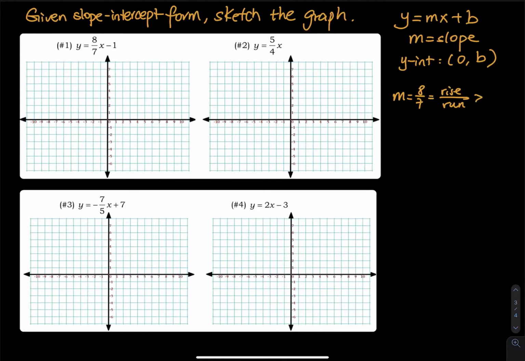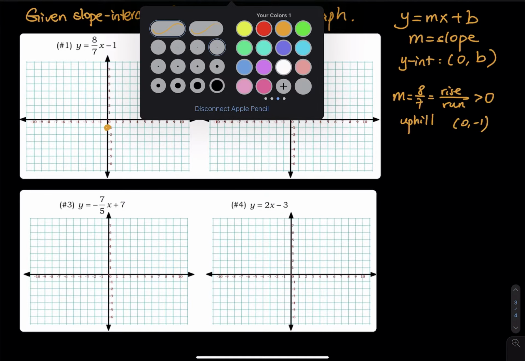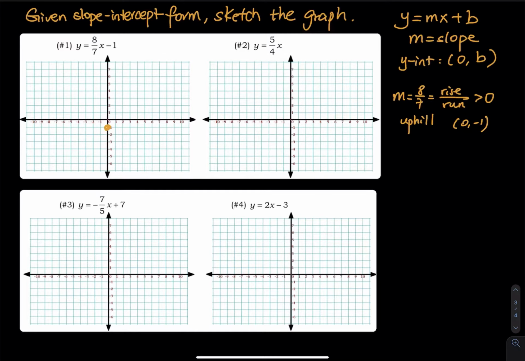Since the slope is positive, we know that the line is going uphill, and other than that, we know the y-intercept is (0, -1). So this is how we do it. We start with the y-intercept (0, -1), and then we trace the rise over run. Since that is going uphill, going uphill looks like that.